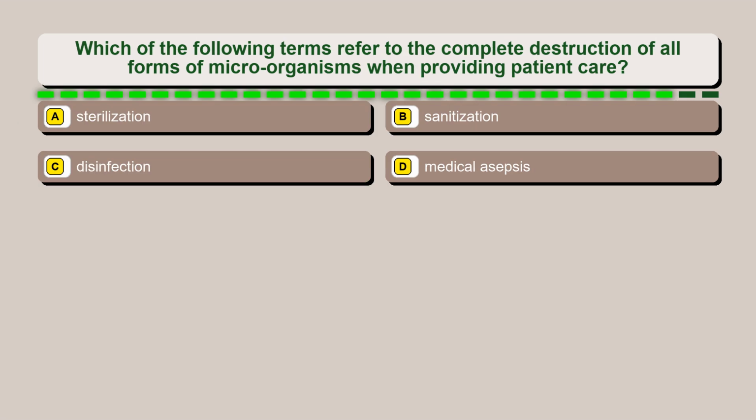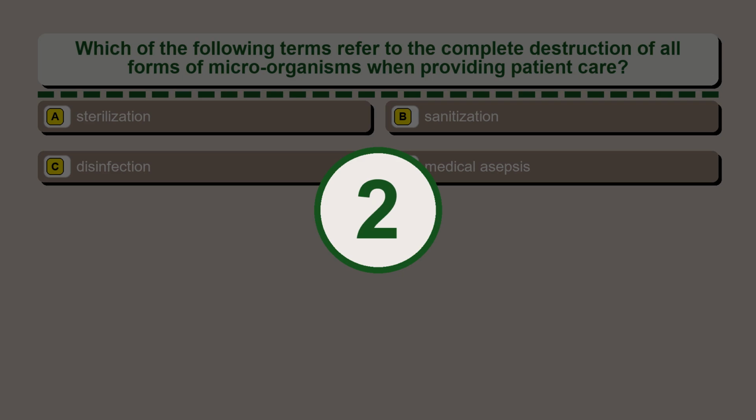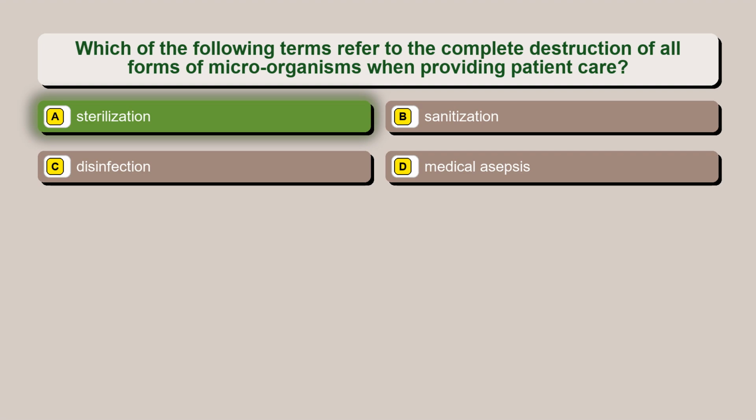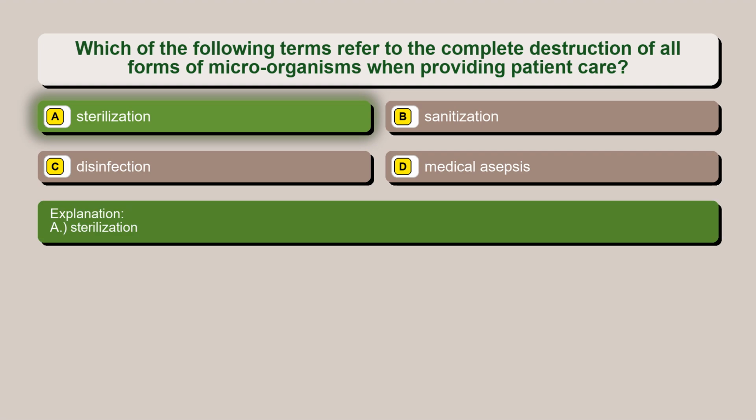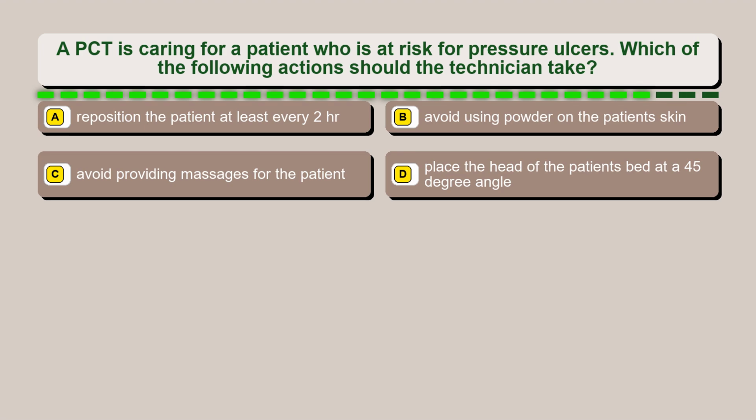Question 19. Which of the following terms refer to the complete destruction of all forms of microorganisms when providing patient care? Option A. Sterilization. Option B. Sanitization. Option C. Disinfection. Option D. Medical asepsis. The correct answer is option A, sterilization.